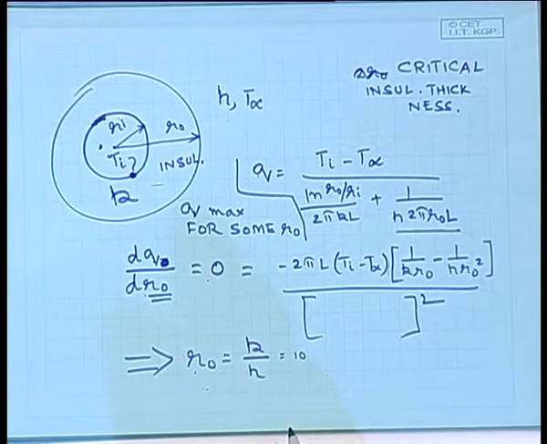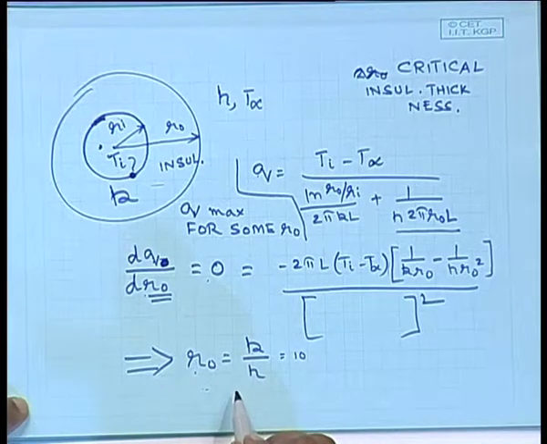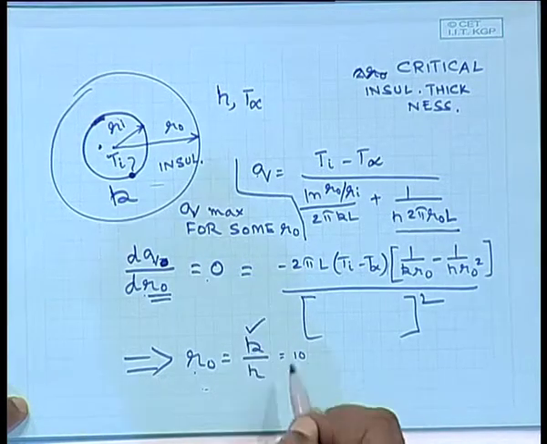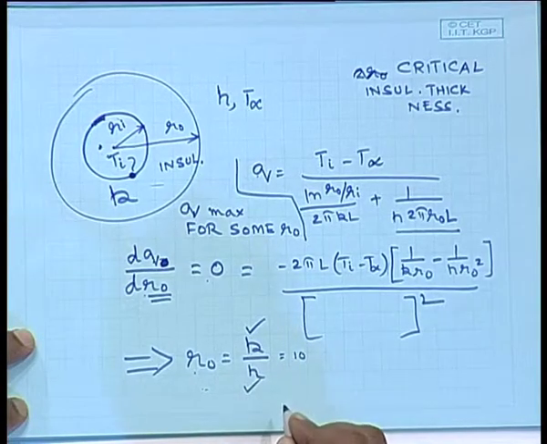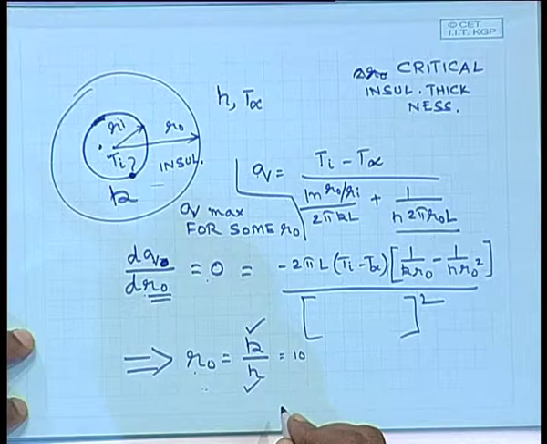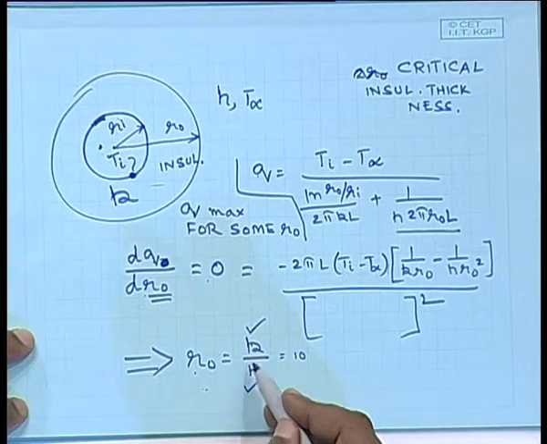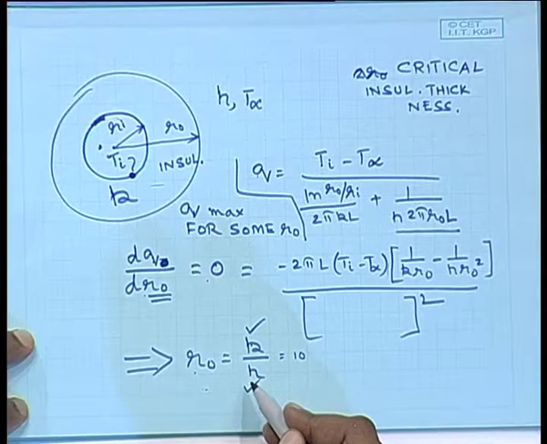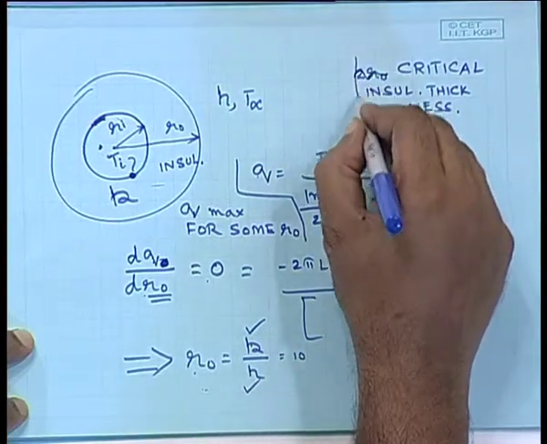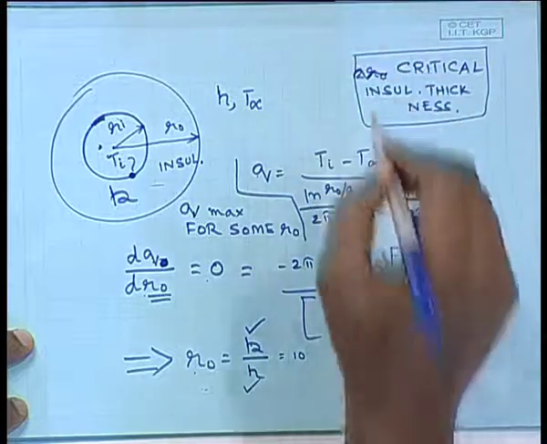Now, this specific thickness depends on the material property of the insulation, and on the flow property, what is happening on the outside of the insulation. It is simply K of the insulation divided by H, the convective environment your pipe is exposed to. This is known as the critical thickness of insulation.